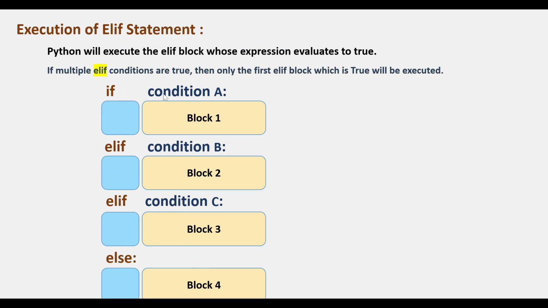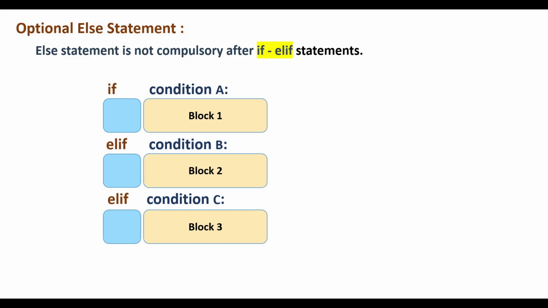Next, the execution of elif statements. Python will execute the elif block whose expression evaluates to true. Conditions are checked in order, and the first true one is executed. Finally, if there are no true conditions in the given statements, the else condition will be executed. If multiple elif conditions are true, then only the first elif block which is true will be executed.